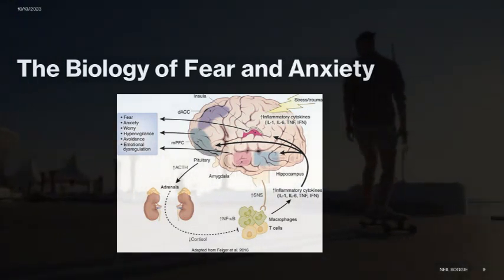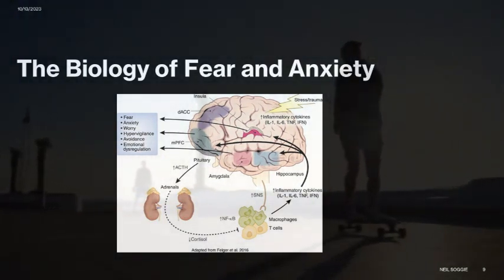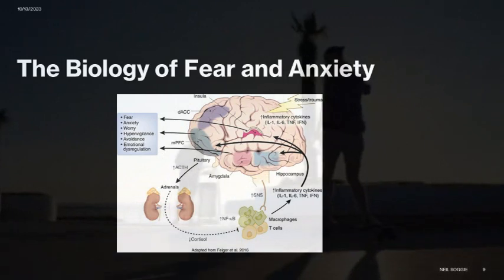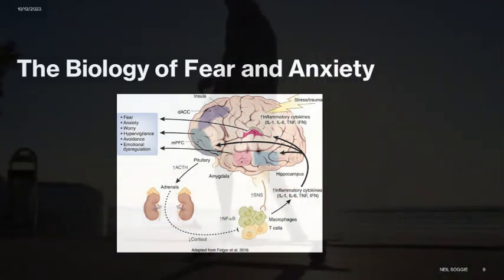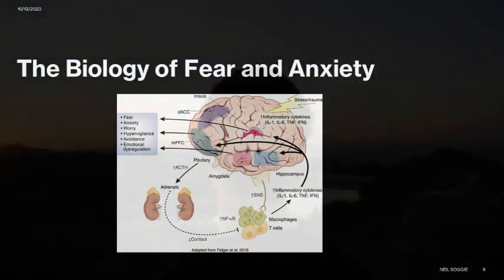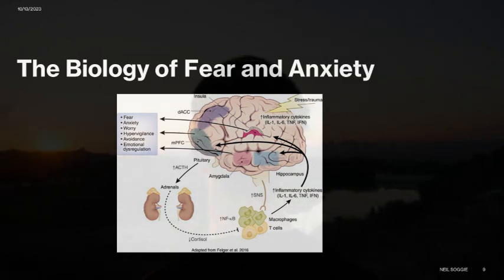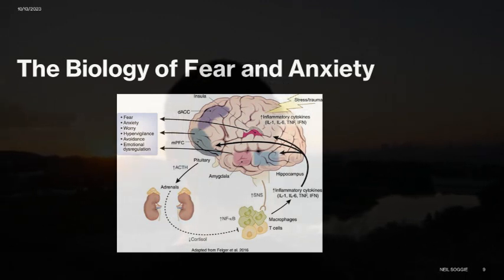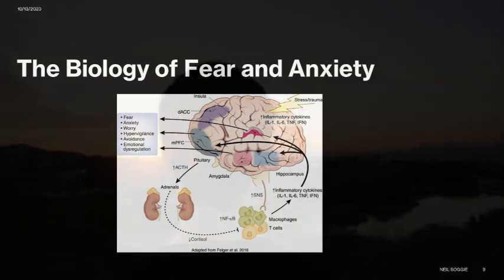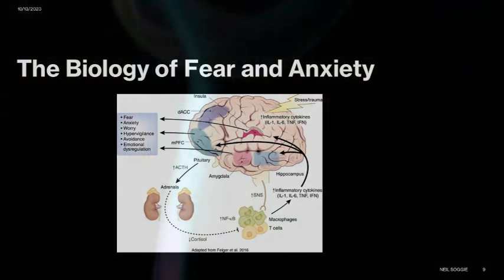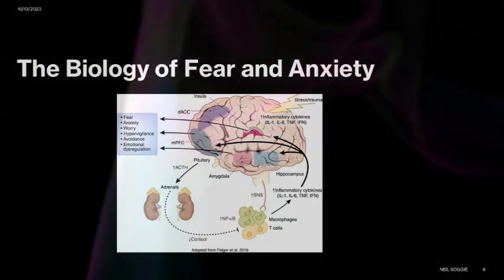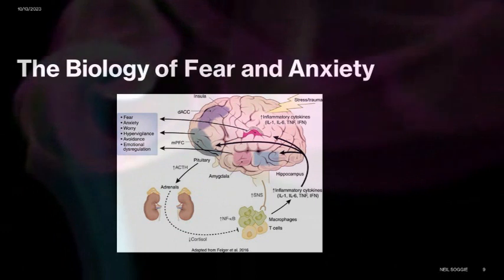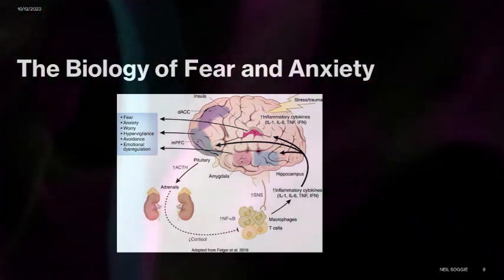So then you can calm down, but you have to wait for what we call the HPA axis to calm down. And now we'll get to the hypothalamic pituitary adrenal axis. The HPA axis is that complex neuroendocrine system that plays a very central role in the body's response to stress and fear. And so dysregulation of the HPA axis is associated with chronic anxiety and stress-related disorders.